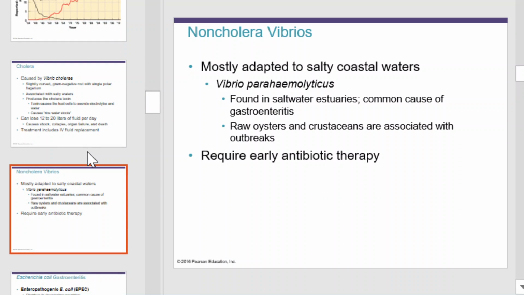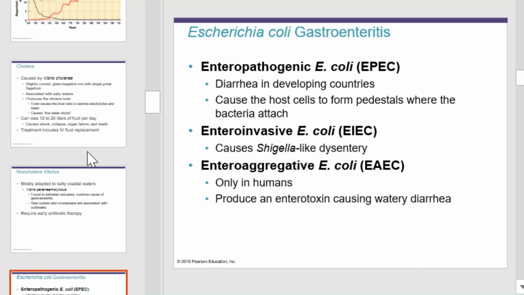Non-cholera vibrios are mostly adapted to salty coastal waters and include Vibrio parahaemolyticus, which is found in saltwater estuaries and is a common cause of gastroenteritis. Eating raw oysters and crustaceans is associated with outbreaks. It requires early antibiotic therapy for a cure or treatment.